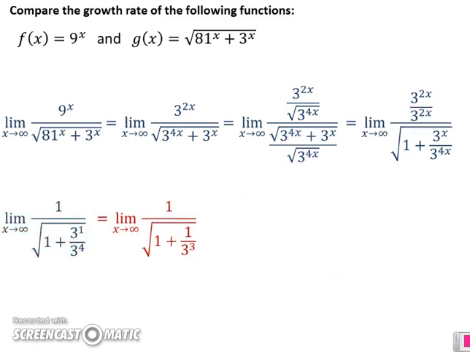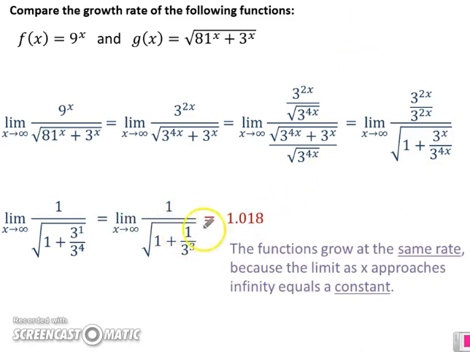So now you have 1 over the square root of 1 plus 3 cubed. That's 1 over 27. We don't really have to worry about this right now. It's a constant. Again, they're going to grow at the same rate because the limit approaches a constant again.